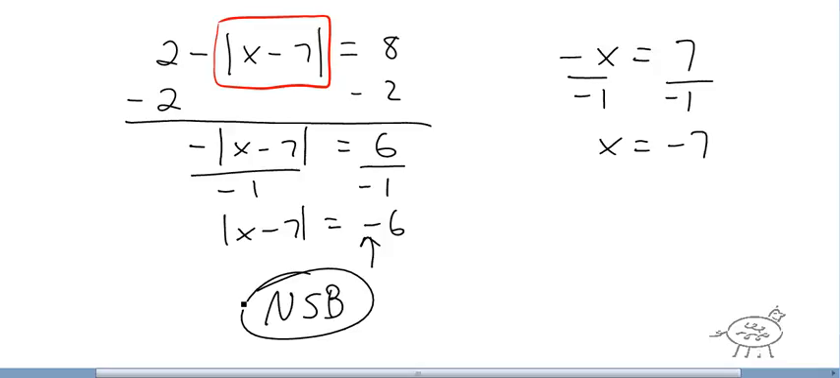And again, make sure you isolate the absolute value first. Then you set up a problem with it equal to positive and negative of that right side.